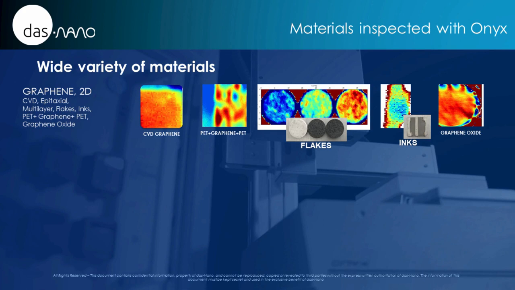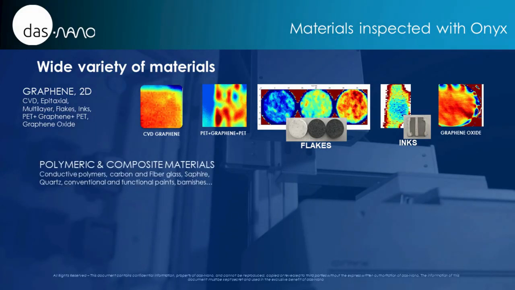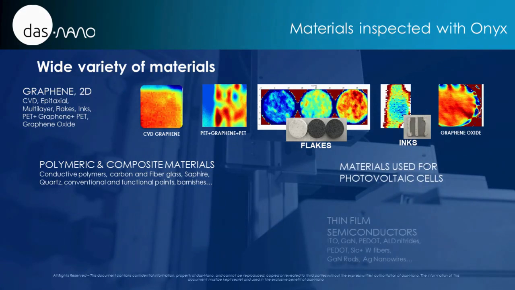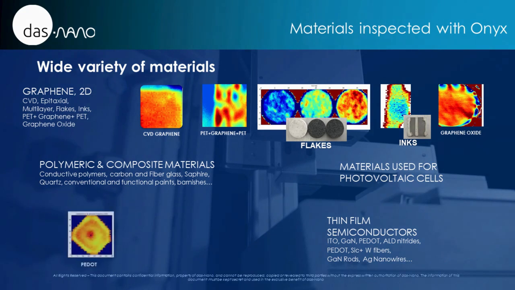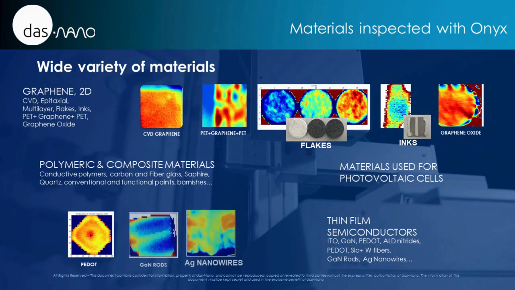Apart from graphene, there are many other materials that can be studied with ONYX, such as polymeric and composite materials, advanced materials for photovoltaic cells, and thin film semiconductors. For example, it is required to measure the homogeneity of the conductance of PEDOT samples fabricated by spin coating. Moreover, with our tool, we can analyze GaN rods and silver nanowires among other sophisticated materials.